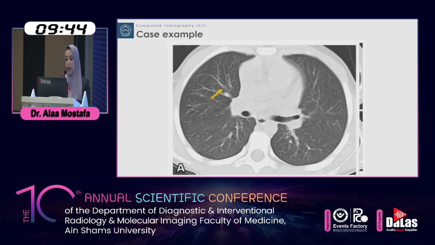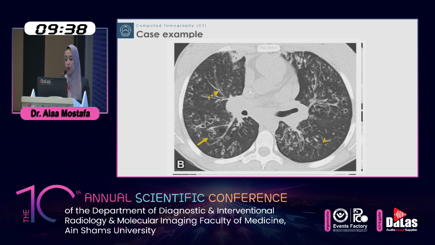A image is an axial image in a 9-year-old girl, showing minimal bronchial wall thickening as marked by the yellow arrow. B image is an axial image in the same patient 10 years later, showing marked progression of bronchiectasis as marked by the solid arrow and bronchial thickening as marked by the dashed arrow, with new centrilobular nodules as marked by the arrowhead.